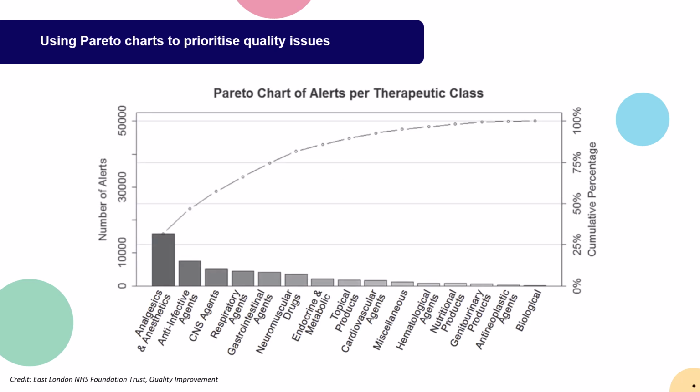As we can see from the shown Pareto chart, most of the alerts are from a small number of pharmaceutical and therapeutic classes. By using the Pareto principle, we might want to focus our efforts on the first 5 classes to the left, which account for more than 75% of all alerts, as this will deliver the biggest impact.